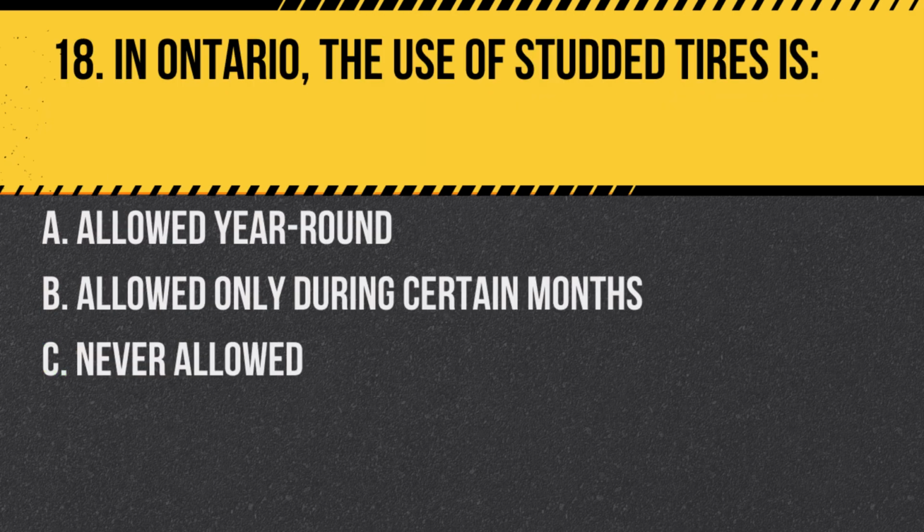Question 18. In Ontario, the use of studded tires is A. Allowed year-round. B. Allowed only during certain months. C. Never allowed. Answer: B. Allowed only during certain months. Studded tires are allowed in Northern Ontario from October 1st to April 30th and in Southern Ontario from October 1st to May 31st.